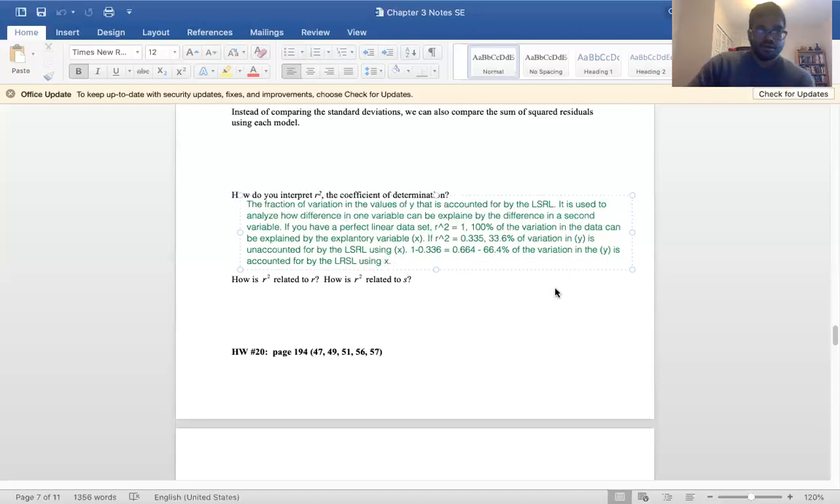Okay. Last thing, how does R squared relate to R? They're literally the square of one another. So if I take the square root of R squared, I get R. Okay, but both are measures of how well a line typically fits.